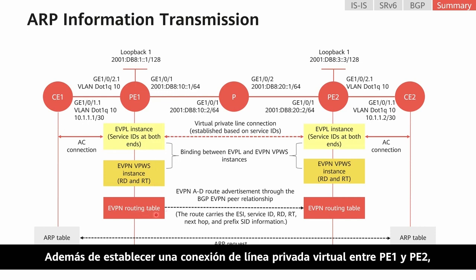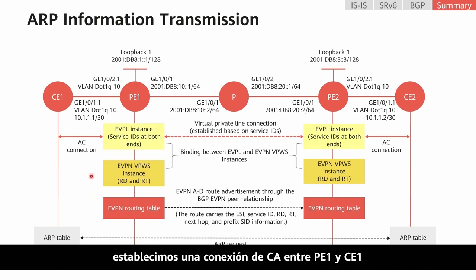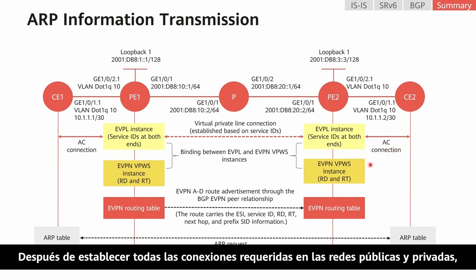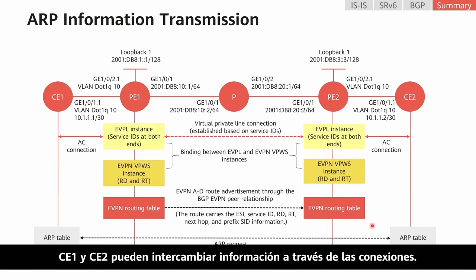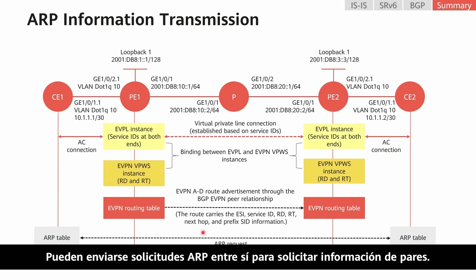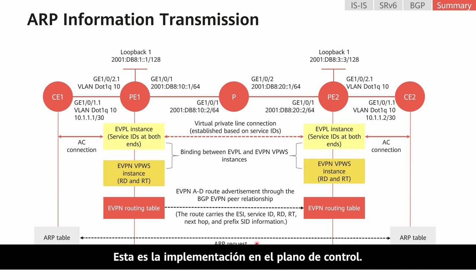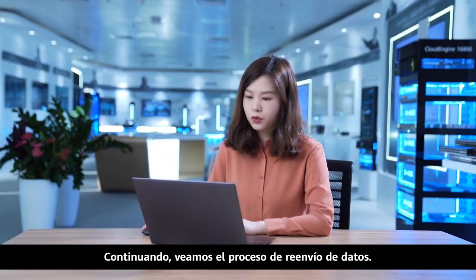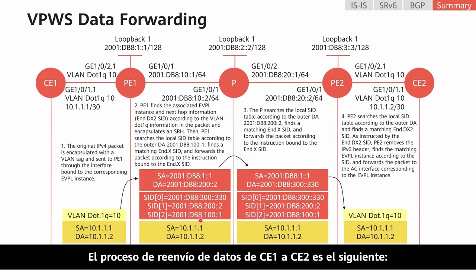In addition to establishing a virtual private line connection between P1 and P2, we established an AC connection between P1 and CE1 and another one between P2 and CE2. After all required connections are established on the public and private networks, CE1 and CE2 can exchange information through the connections. For example, they can send ARP requests to each other to request peer information. This is the implementation in the control plane. Moving on, let's look at the data forwarding process. The process of data forwarding from CE1 to CE2 is as follows.